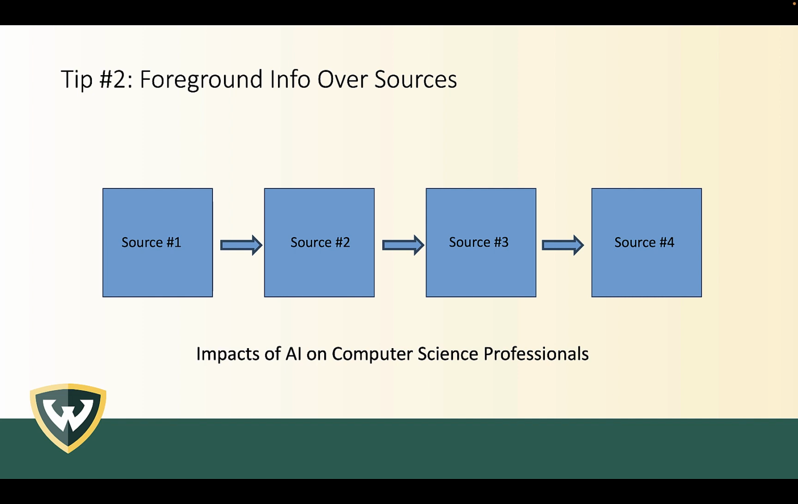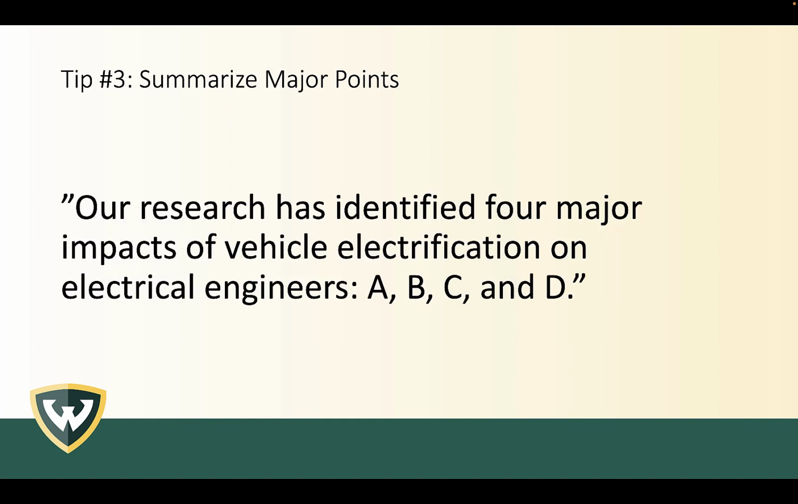So rather than organizing the body of your presentation around sources, what I want is for you to organize the body of your presentation around these impacts. The impact of AI on computer science. What's the first impact that you want to talk about? What's the second impact you want to talk about? And again, I'm not saying you have to have 4, but I'm just saying this is how you might organize that, okay? So you want to foreground the information, the impacts, over the sources. You're using the sources to develop your observations, but the sources are not the core of the presentation.